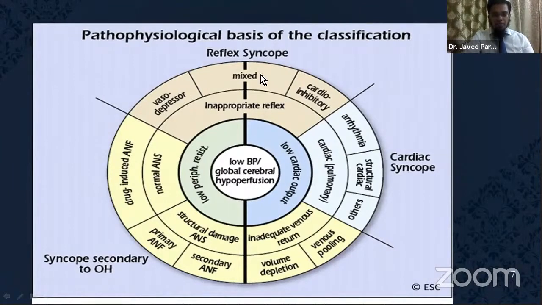While in reflex syncope, all the cardiovascular reflexes responsible for maintaining cardiac output, blood pressure and cerebral perfusion are defective. You can have a vasodepressor type of response where sympathetics are involved, and a cardioinhibitory type of response where parasympathetics are involved, and bradycardia and asystole are the common presentations. Then you can have syncope secondary to orthostatic hypotension, again because of either structural damage to the autonomic nervous system, or damage which is drug induced.